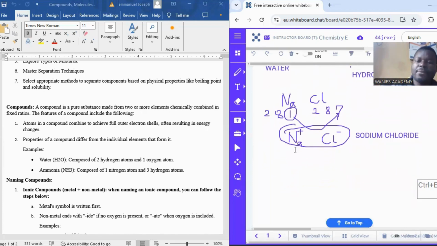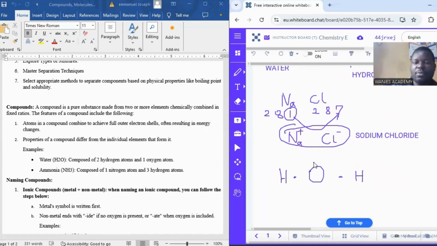For water, we have H2O. So you have hydrogen. Hydrogen has just 1 electron as its valence electron. And you have another one here, hydrogen, with another valence electron. Oxygen from your periodic table has 6 valence electrons, because the atomic number of oxygen is 8. If you spread 8, you get 2 and 6.